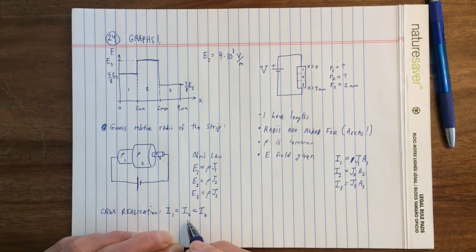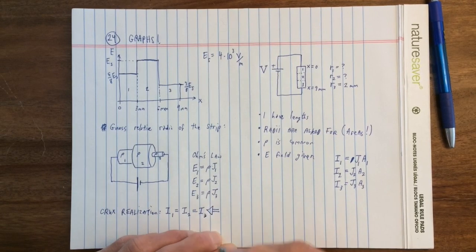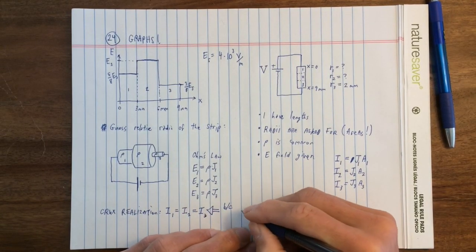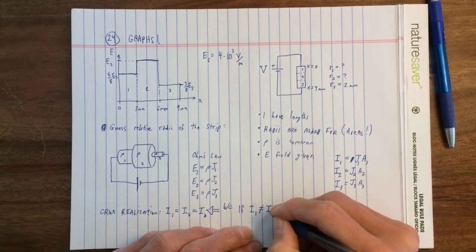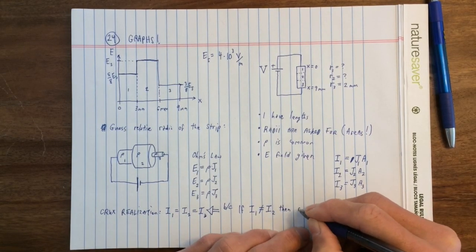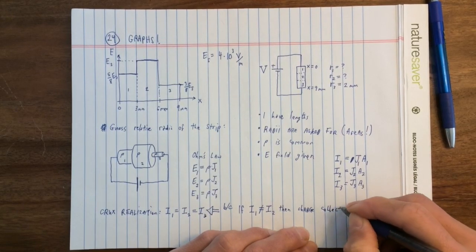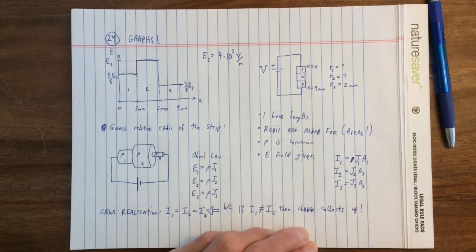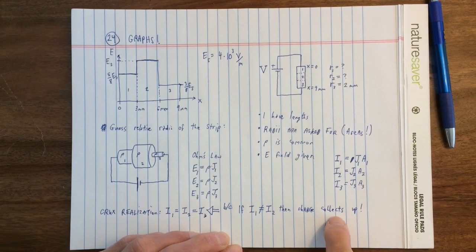So the currents in region 1, 2, and 3 need to be the same, and it's because, right? So I'll put BC for because. If I1 is not equal to I2, for example, then charge collects up, right? And in circuits like this, we don't allow charge to collect up.